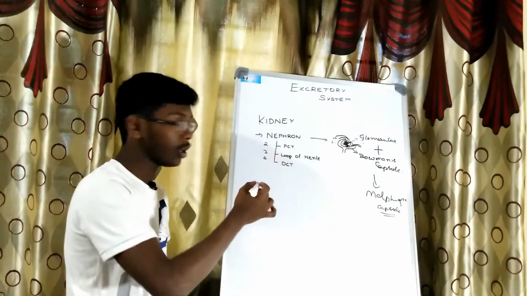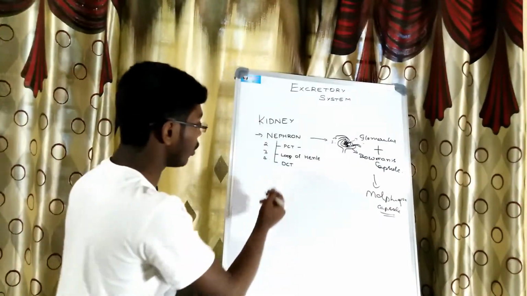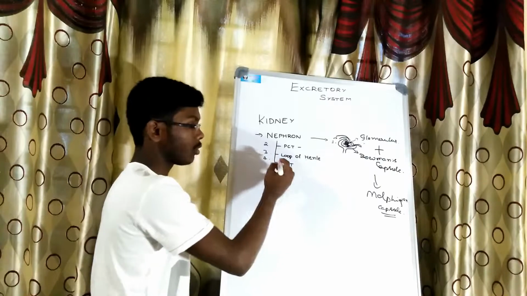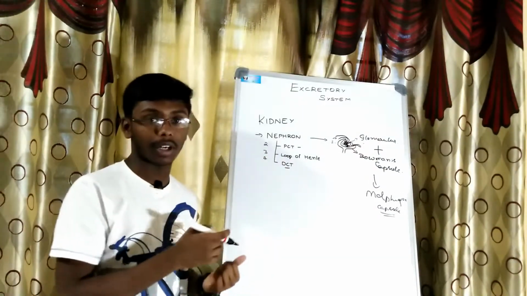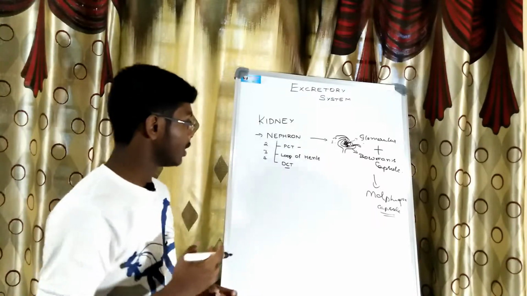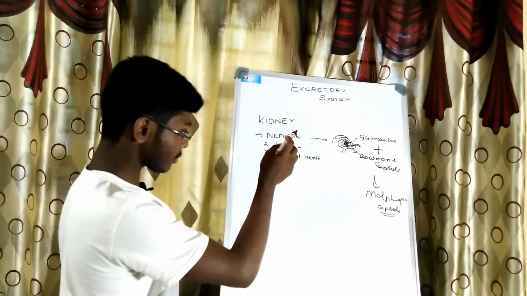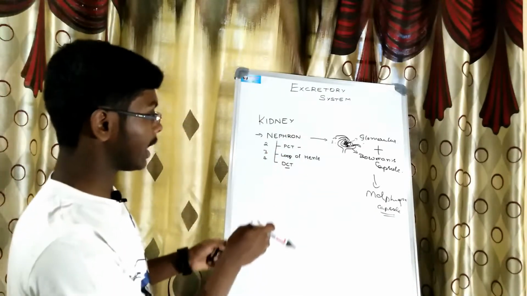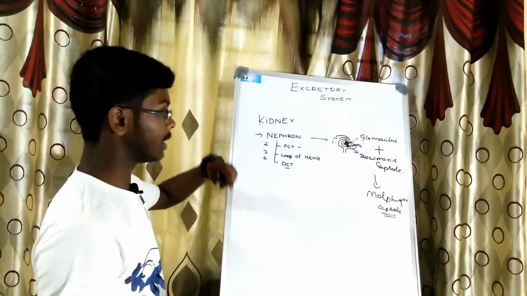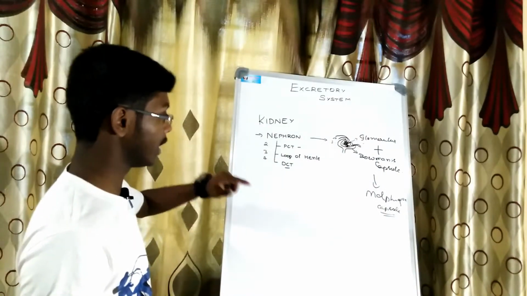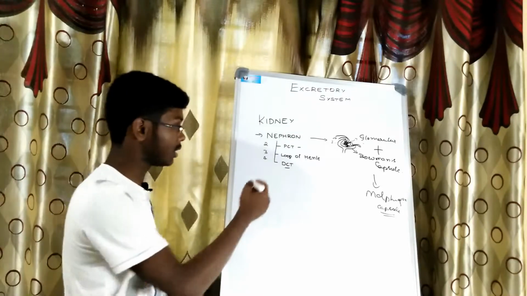And the next one is PCT. Let us study about the proximal convoluted tubule. The nephron has the proximal convoluted tubule, the loop of Henle, and the distal convoluted tubule. This is the image of the nephron, as you can see here, with PCT and DCT, including the loop of Henle. The loop of Henle lies in the medulla region, whereas PCT and DCT lie in the cortex region of the renal, that is kidney.